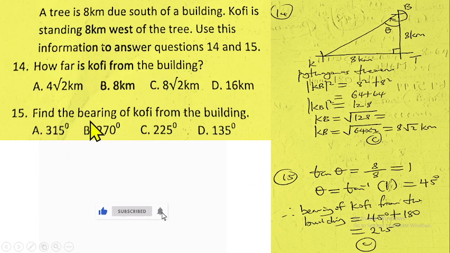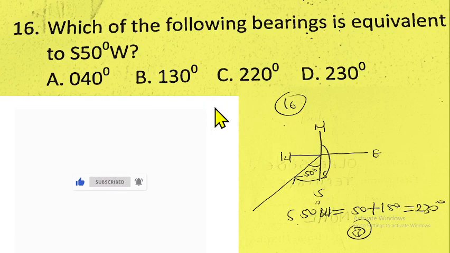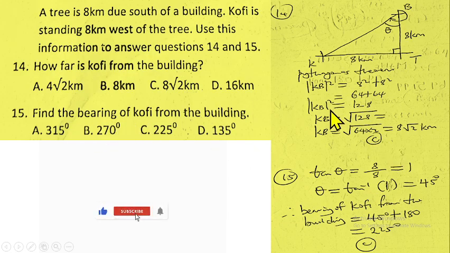Question number 15. Find the bearing of Kofi from the building. So the bearing of Kofi, this Kofi from this building, is the angle from the north down to the line that joins the building and Kofi together. So we are looking for the angle from here to here. So how do we get the angle? We already know the angle from here to this south here is 180 degrees. So we need to get from here to here. If you can get from here to here, then add it to this 180 degrees. That will give us the bearing of Kofi from the building.